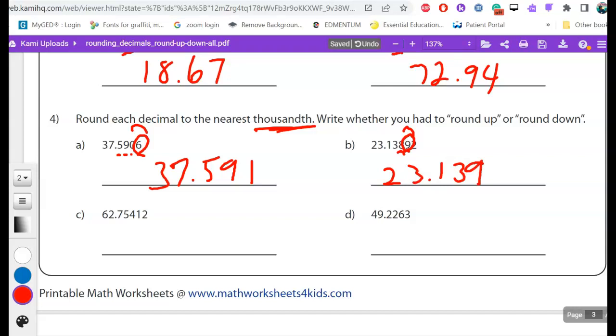Letter C. 4 is in the thousandths place. That 1 is telling that 4, you know what? Stay where you are. Stay the same. Round off. 62.754. And for our last one, the 6 is in the thousandths place. That 3 is telling it what to do. Round down. Round off. Stay the same.